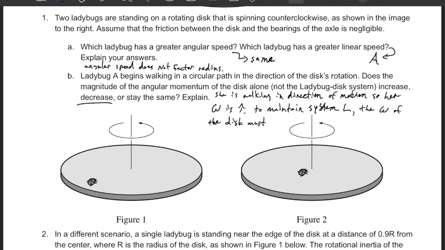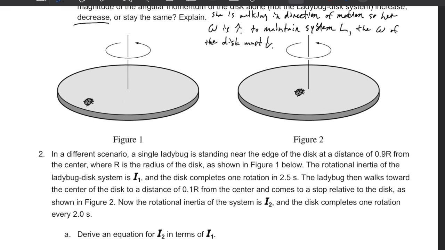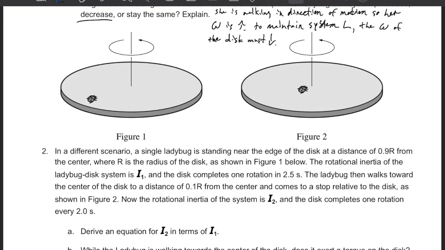There's two ways to think about it. I like the first one better because it's using the formulas and the principles within physics. But if you just need to imagine it, the second one works. So now we've got two situations. Ladybug's on the outside edge. She's got a radius of 0.9 r.